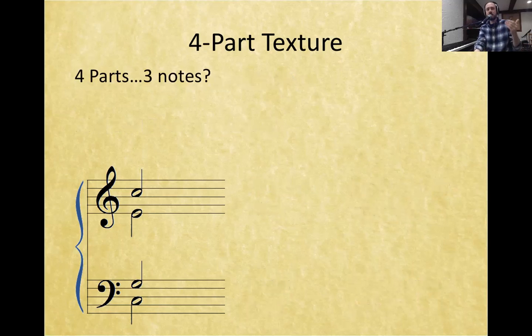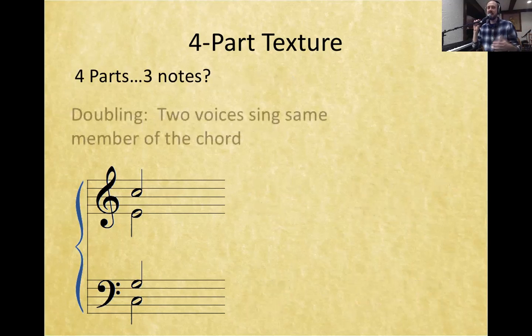But the question here is, we're using triads, which only contain 3 notes. So we've got 4 parts, but only 3 notes to go around. That sort of leaves us with a bit of an issue that we have to figure out. And the answer to this is that we use a technique called doubling.